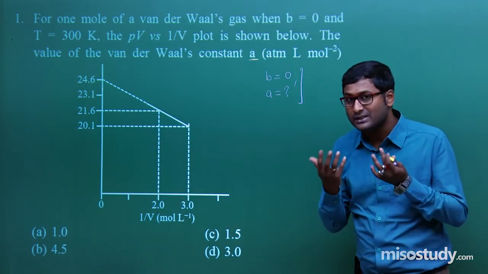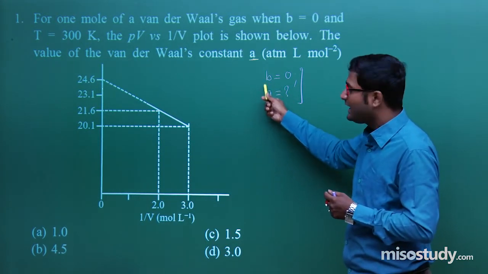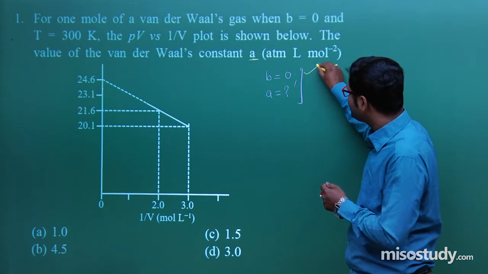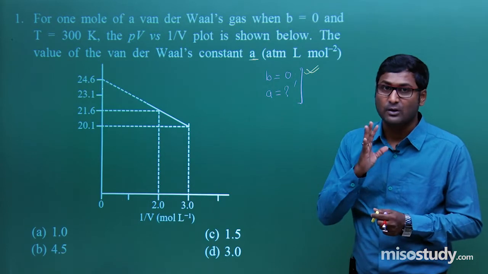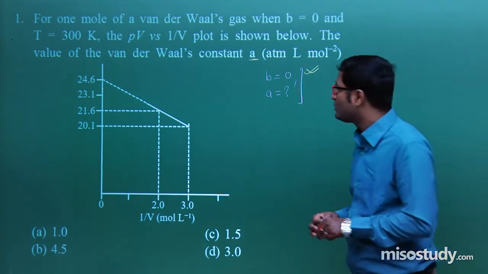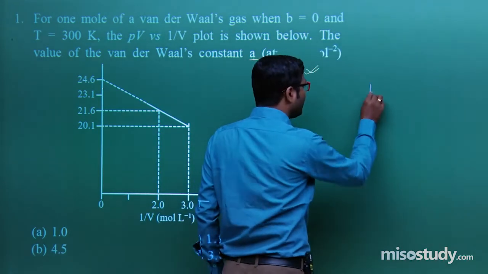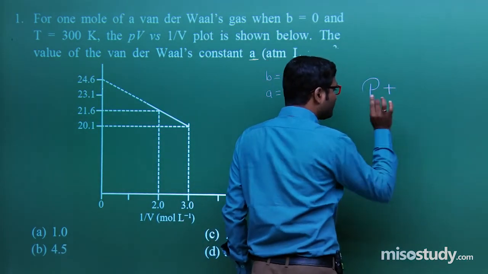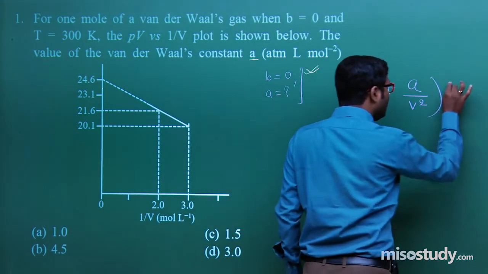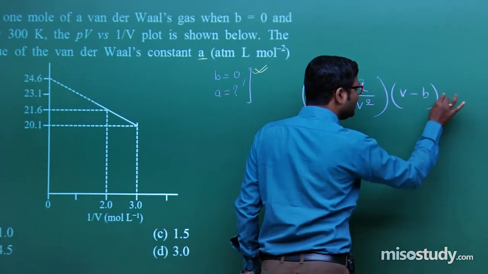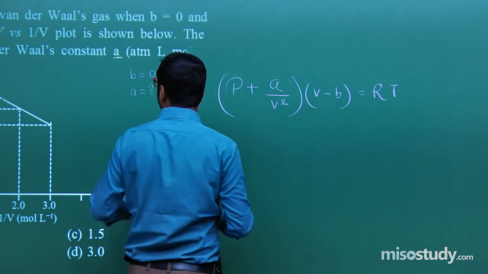That means to say the question says there are 2 constants, A and B. B is given, that is equal to 0. Then for this question we have to apply first of all the van der Waals gas equation, clear? So what is the van der Waals gas equation? Tell me. According to van der Waals, the equation is (P plus A upon V square) into (V minus B) is equal to RT, for 1 mole of gas. Clear to you?